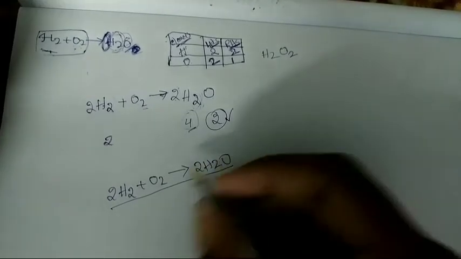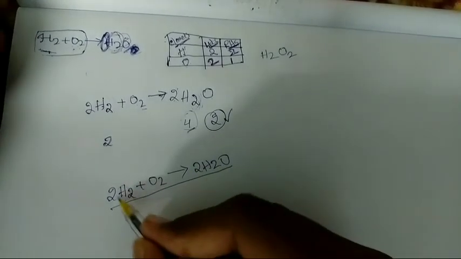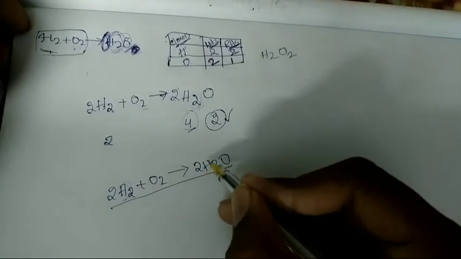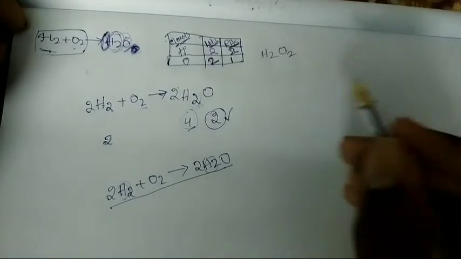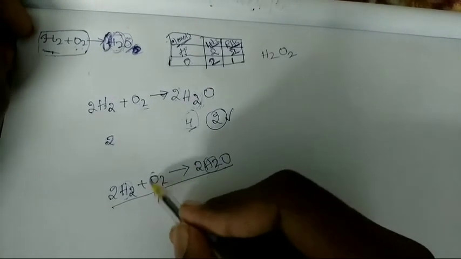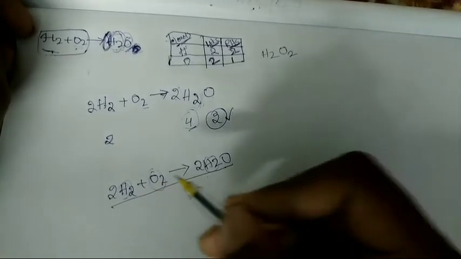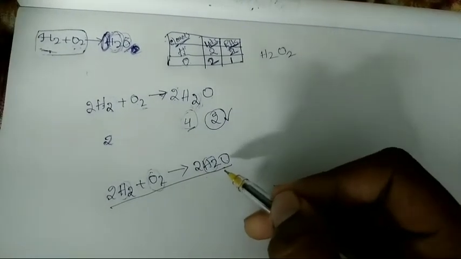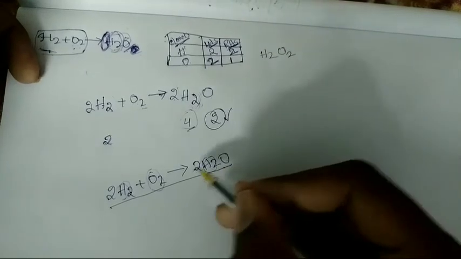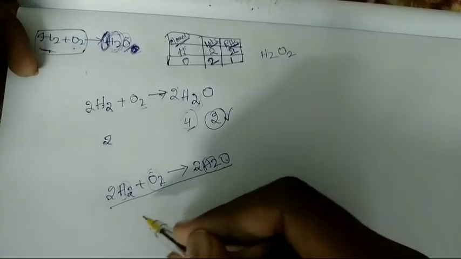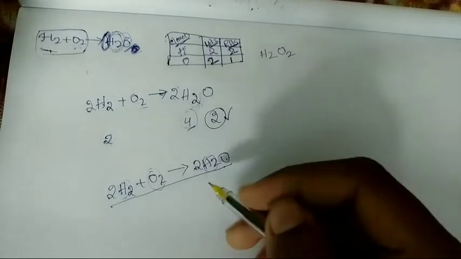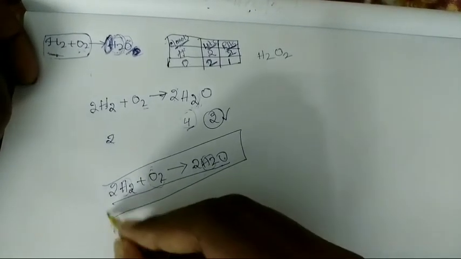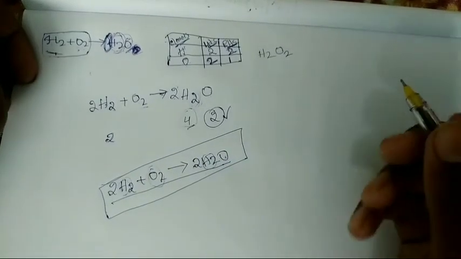See, hydrogens, 2, 2, 4 hydrogens we have here. See in the product side, 2, 2, 4 hydrogens. It is balanced. Next, oxygens, 2 oxygens we have in the left hand side. See in right hand side, 2 oxygens. 4, sorry, 2 oxygens are in left hand side and right hand side. 4 hydrogens are in left hand side and right hand side. So this equation is 100% completely balanced.